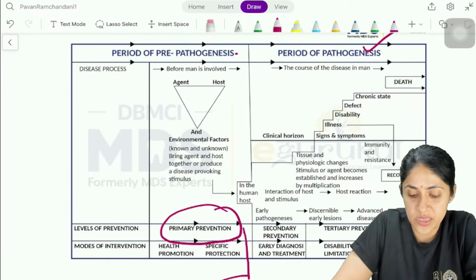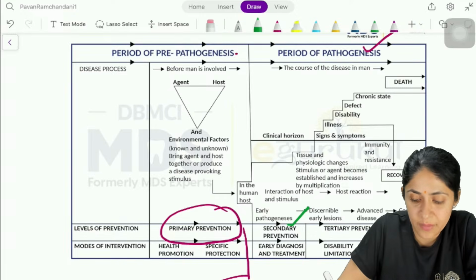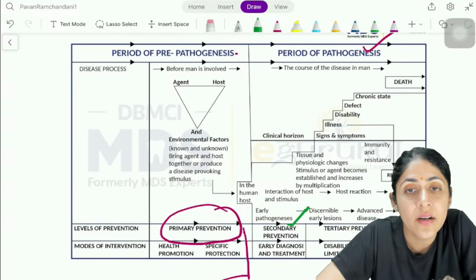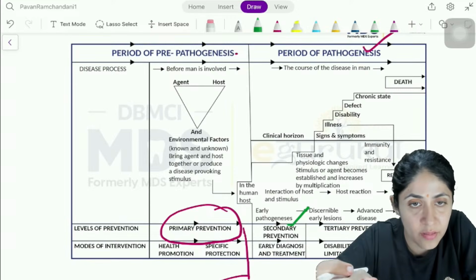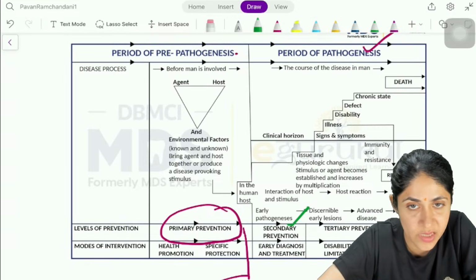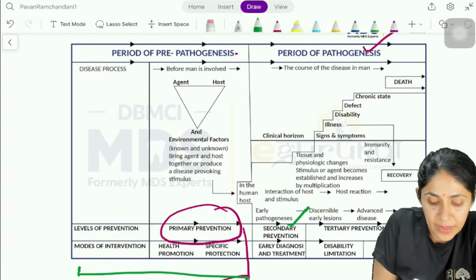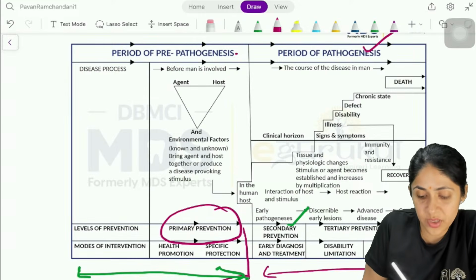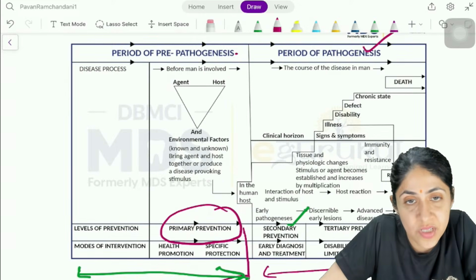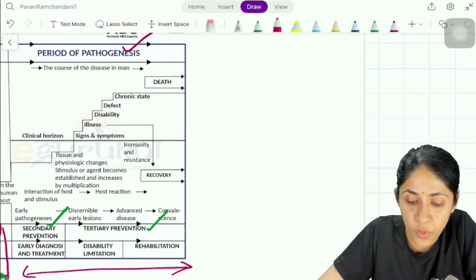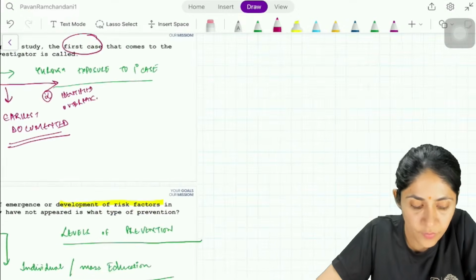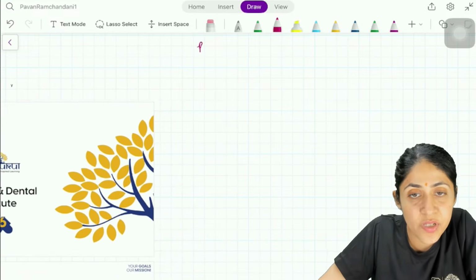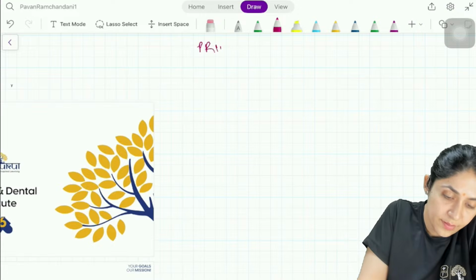So till primary prevention, it is in the pre-pathogenesis phase. When it is in the pathogenesis phase, the level of prevention is secondary prevention and tertiary prevention. Understood that? So this is the natural history of disease. This is the diagram. Primary prevention is till the pre-pathogenesis phase, and secondary and tertiary prevention are in the pathogenesis phase. This is what we understand by the various levels of prevention. Now what are the various levels? First is primordial prevention.